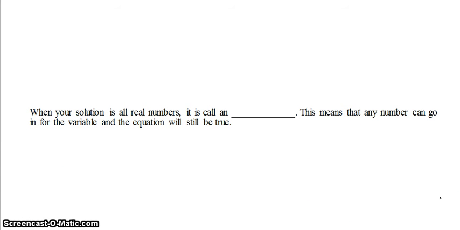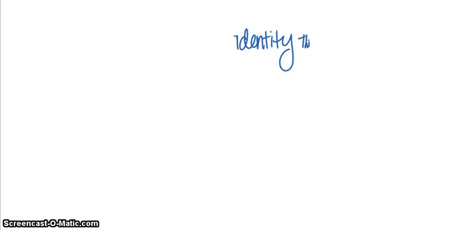But it says when your solution is all real numbers, it is called an identity. So they're going to say that this means that any number can go in for the variable and the equation will still be true. Okay, so I typically refer to it as all real numbers as the answer. So true statement means all real numbers. False statement is no solution. So there you go.